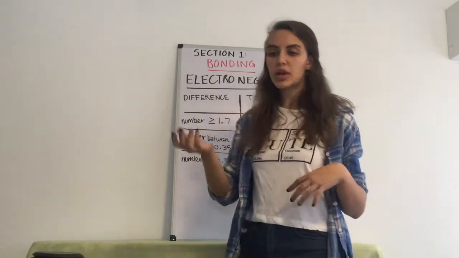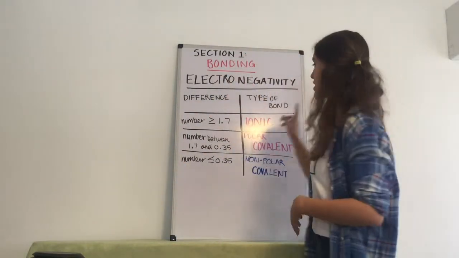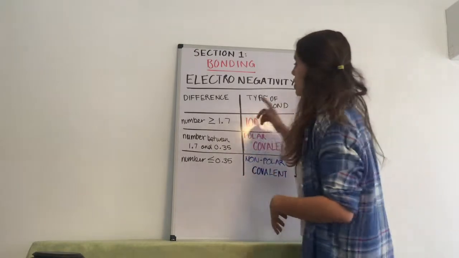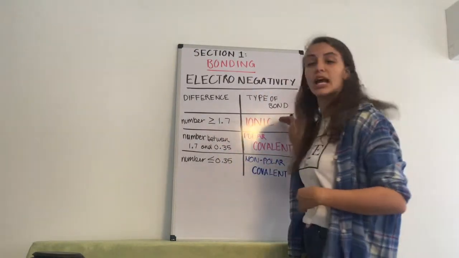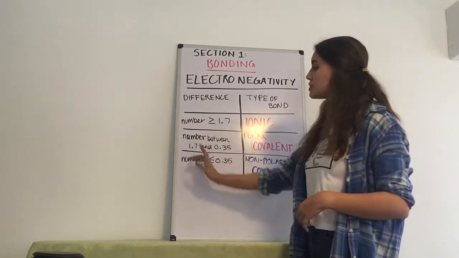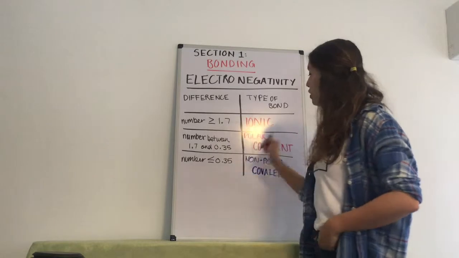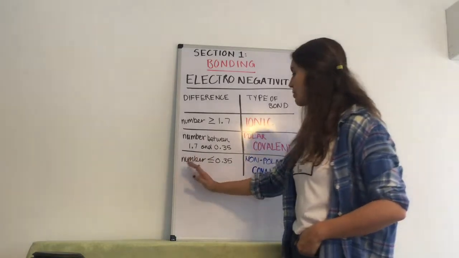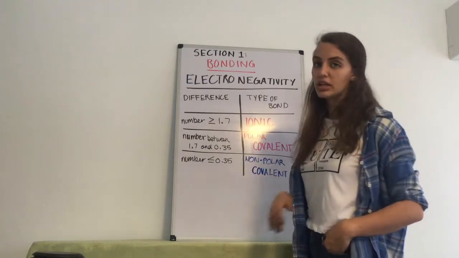If you were to subtract, like, hydrogen and fluorine to get a certain number, you would go by this scale to understand what type of bond it is. If the number is above 1.7, it's an ionic bond. If the number is between 1.7 and 0.35, it is a polar covalent bond. And if the number is less than 0.35, it is a non-polar covalent bond.